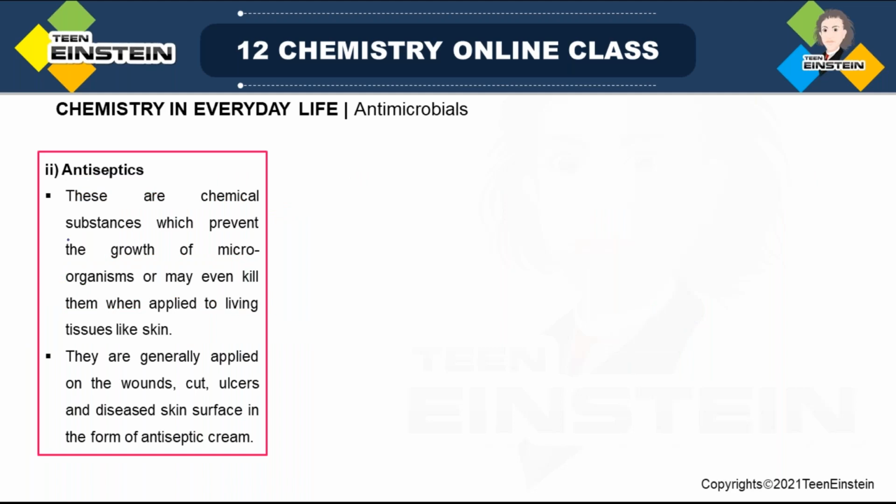So under antimicrobial, the first category, antibiotic, we have seen now. The second is antiseptic. Now, what is the difference with antibiotic that we have to understand? These are chemical substances which prevent the growth of microorganisms or may even kill them when applied to living tissue like skin. So now we can apply it on living tissue, which you have not seen in case of antibiotic. That is the difference. They are generally applied on wounds, cuts, ulcers, diseased skin surface in the form of cream.